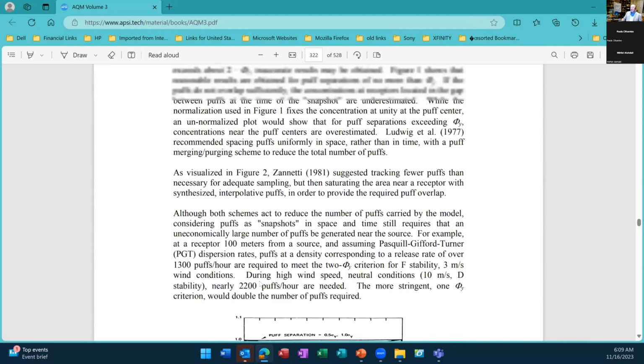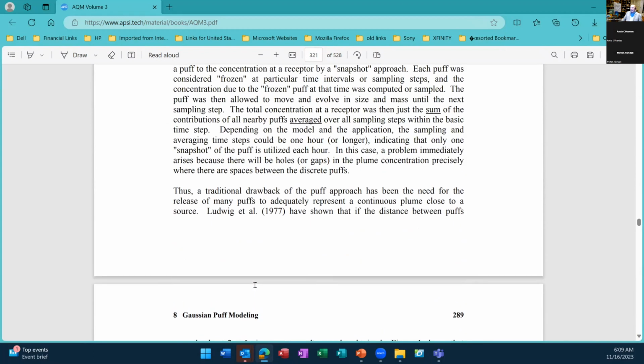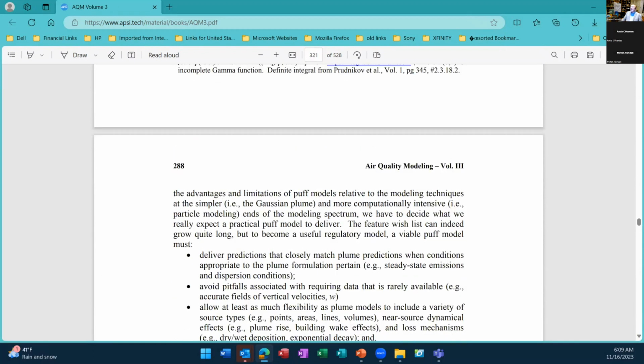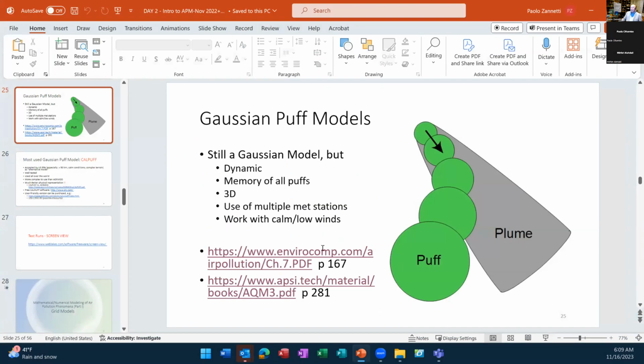And I hope everything was clear yesterday. And I'm also pointing out that now all the links work with APSI, with EnviroComp. So I sent you all the material shown so far yesterday via Hightail to both of you. So I hope you received it. And I hope you will start soon playing with the screen view, as I recommended yesterday.